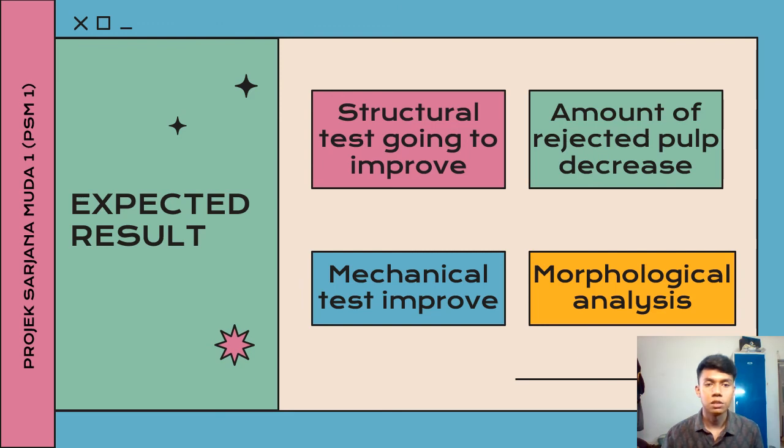For the expected result, we can see the amount of testing. The expected result is that the structural test is going to improve, the amount of rejected part will decrease during the paper making process, the mechanical test improves, and the morphology analysis also improves.